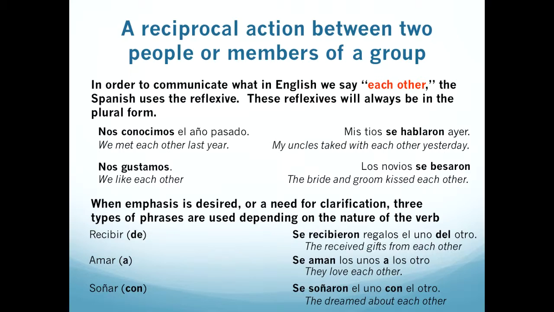Los unos, some, los unos a los otros, they loved each other, the group of people. Se soñaron could by itself just mean they dreamt about themselves. It could be that way reflexive. So el uno con el otro adds to the emphasis and clarification that they dreamt about each other.